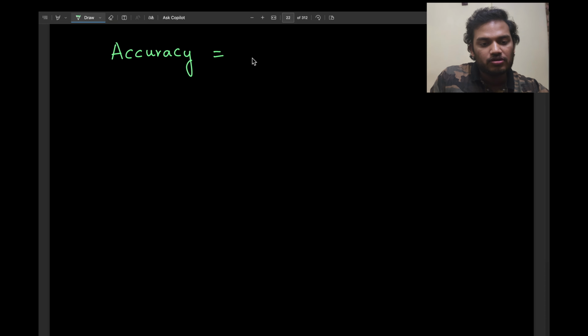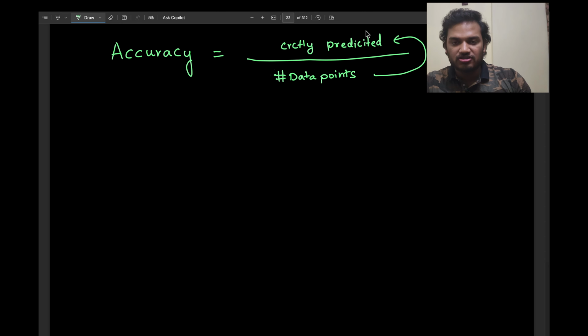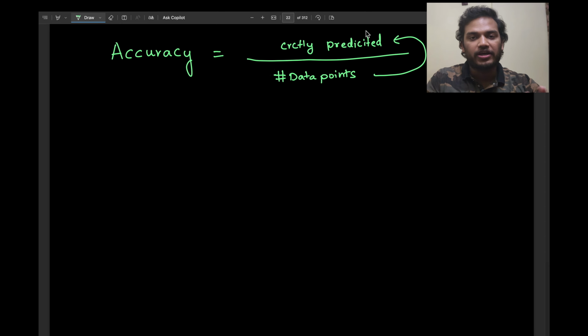So in accuracy, what is the formula? In the denominator we'll be having the number of data points, and in the numerator, out of all of these data points, how many are correctly predicted? So this is our accuracy formula. If we see it theoretically, accuracy will look something like this. But do you guys think there is any problem with this particular accuracy?